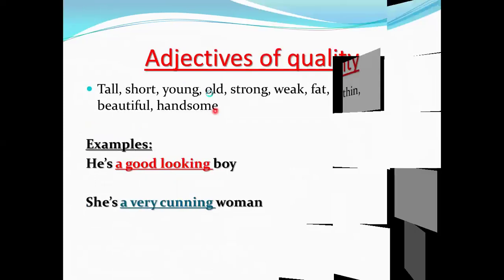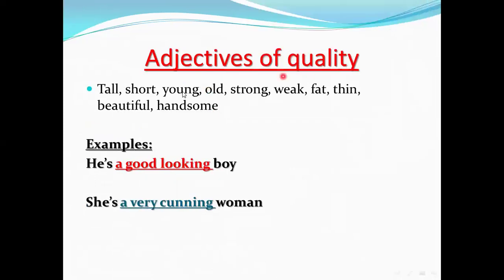Adjectives of quality. Let's go to this topic. We have tall, short, young, old, strong, weak, fair, thin, beautiful, handsome. He is a good-looking boy. She is a very cunning woman. So I describe this woman as cunning, and I describe the boy as good-looking. Okay, this is the adjective of quality.